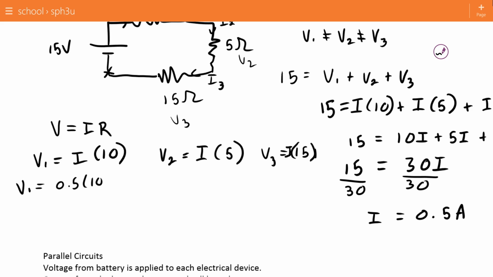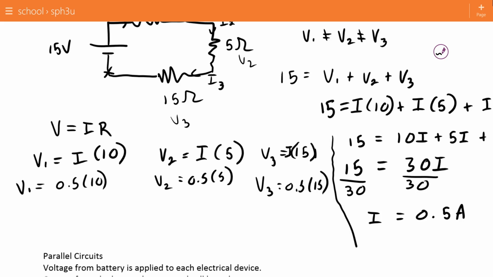0.5 times 10, or in this case 0.5 times 5, or finally, 0.5 times 15. Let's not get those confused. So that would be 5 volts, that would be 2.5 volts, and that would be 7.5 volts.